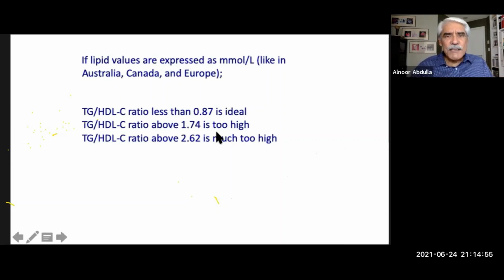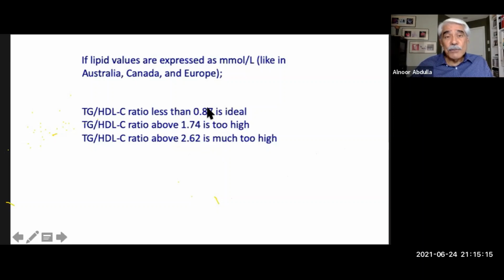So what about triglyceride to HDL ratio? If it's less than 0.9, it's very good. Very little risk is there with the triglyceride. If it's about 1.7, higher or close to 2, the risk begins to increase. If it's more than 2, it starts to increase.